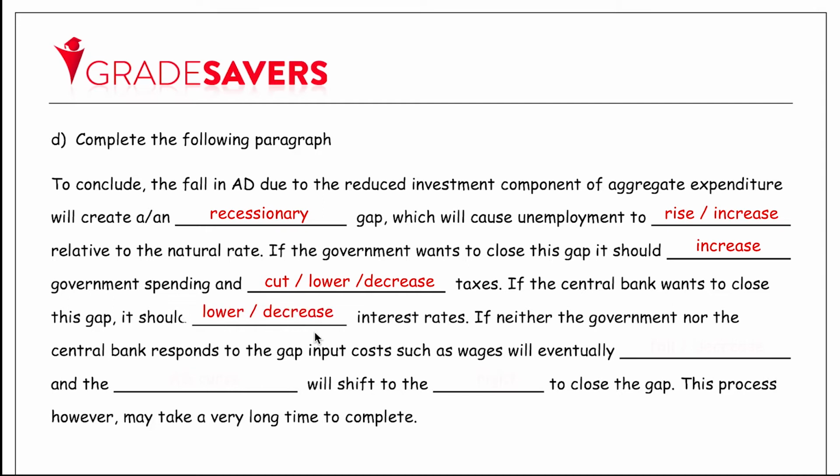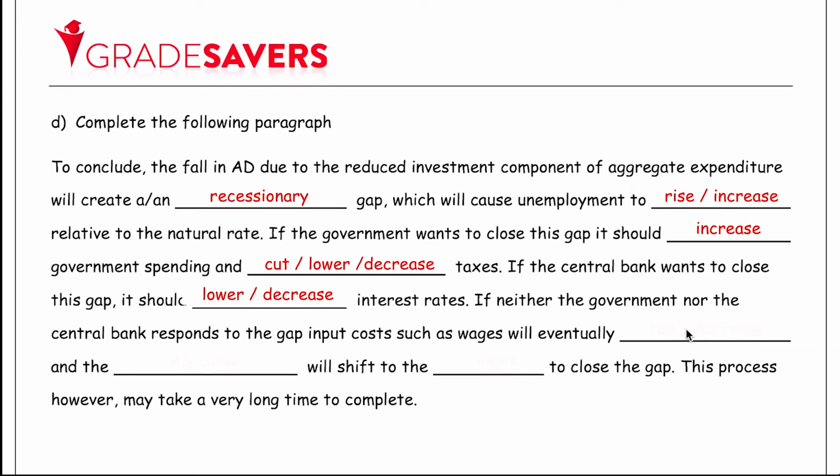If neither the government nor the central bank responds to the gap, input costs such as wages will eventually decline or fall, and this will cause the aggregate supply curve to shift to the right in order to close this gap. This process, however, may take a very long time to complete. So there we have it. Those are the options that I would put in the blank spaces.